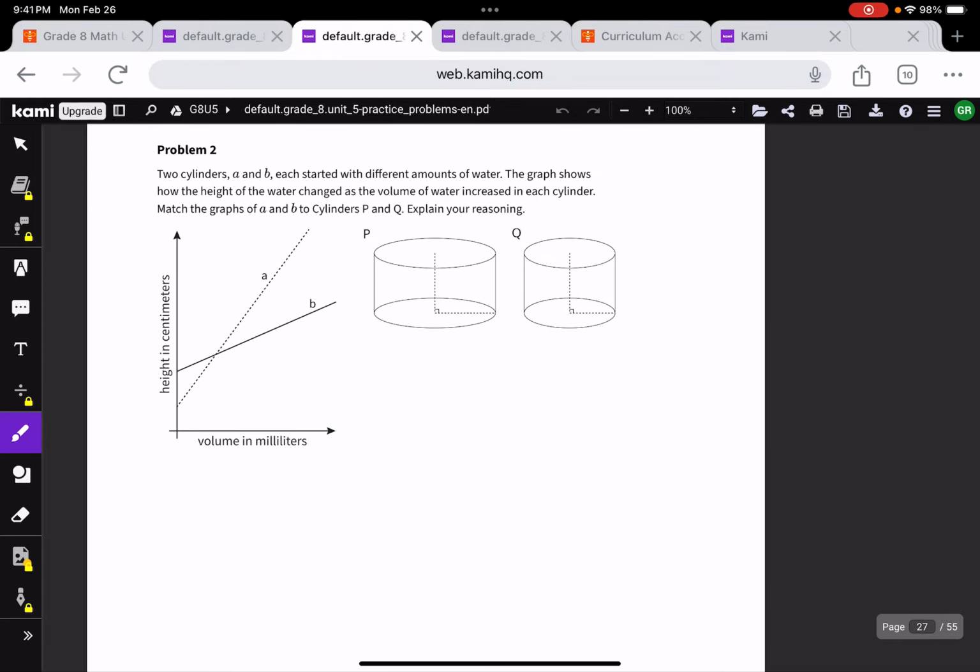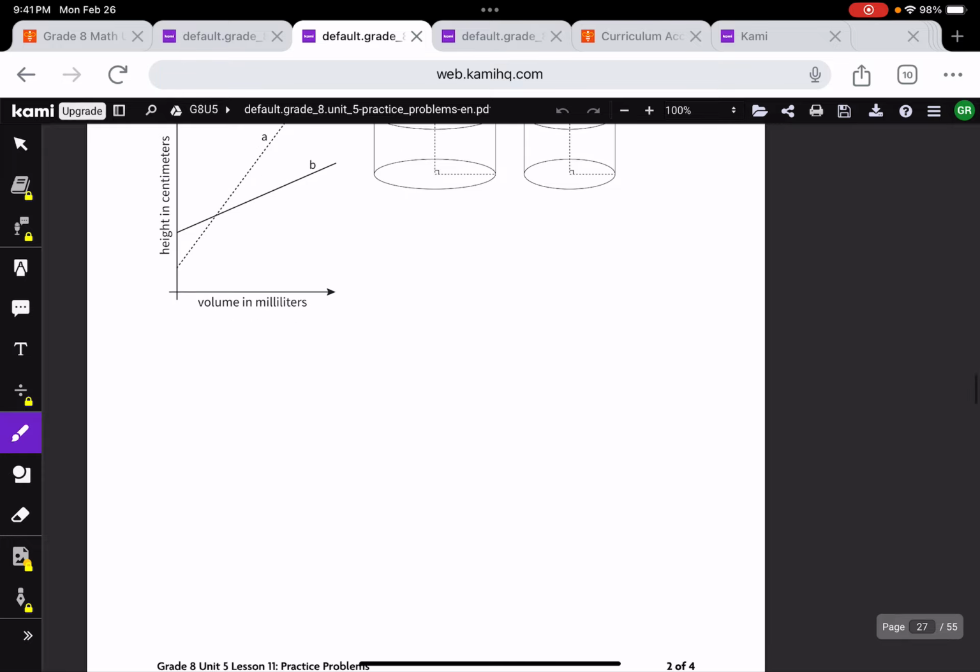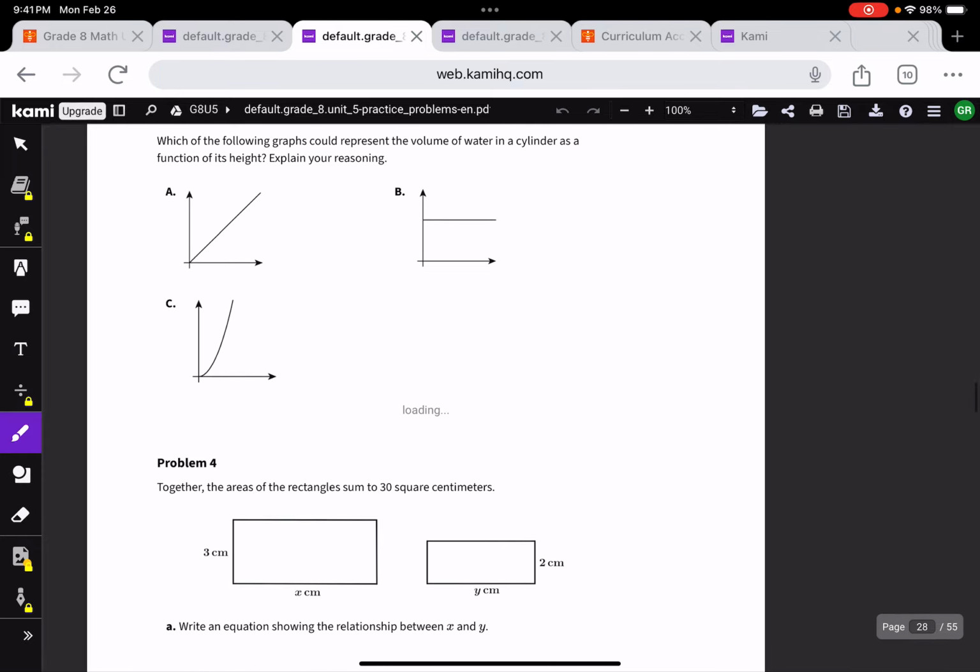Problem 2. This is kind of like what we just noticed. Notice there's different steepnesses in these graphs. Two cylinders A and B each started with different amounts of water. I was trying to question them, like, why are they not starting from 0? I don't know, it says right there. There are different amounts of water. The graph shows how the height of the water changed as the volume of water increased in each cylinder. Match the graphs of A and B to cylinders P and Q. Explain your reasoning. I'll let you figure that one out. I think you can do that.